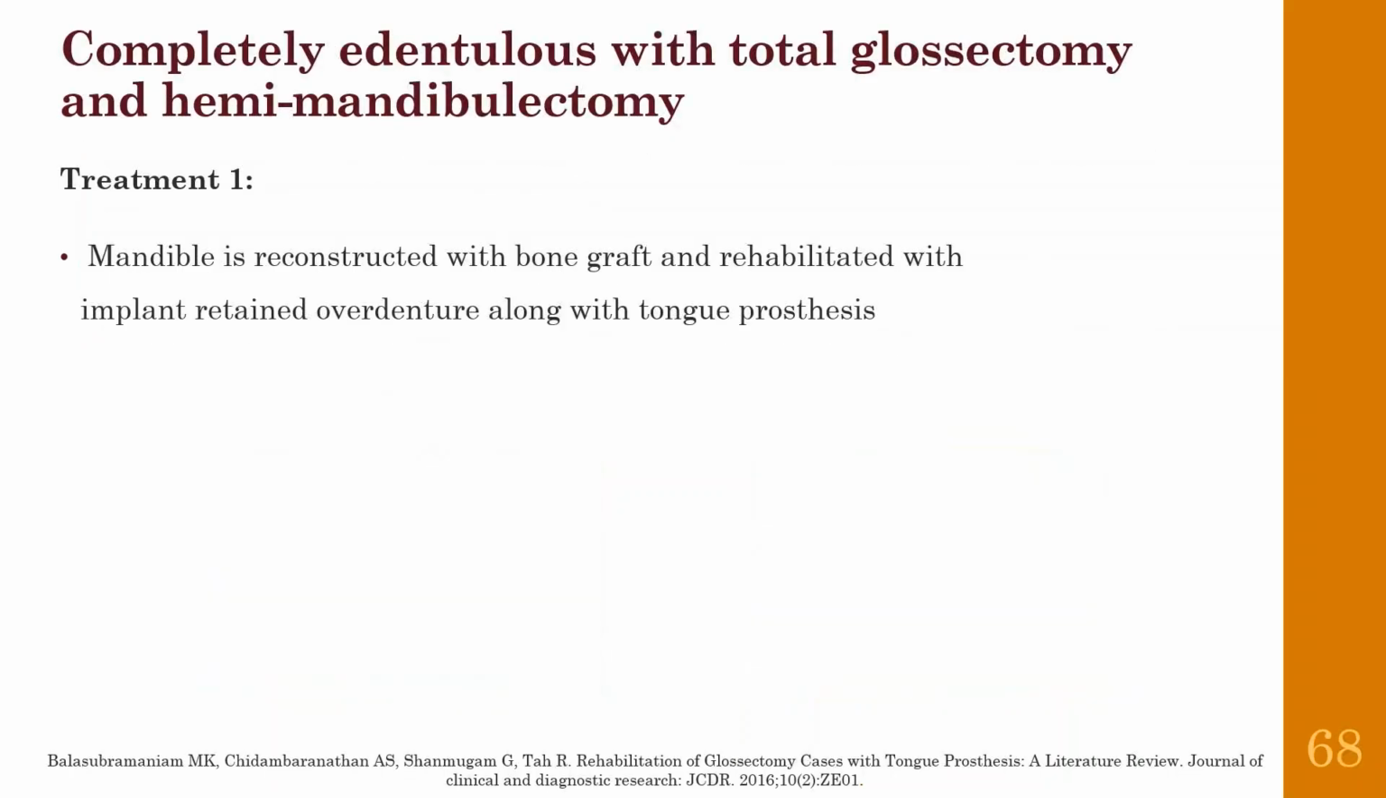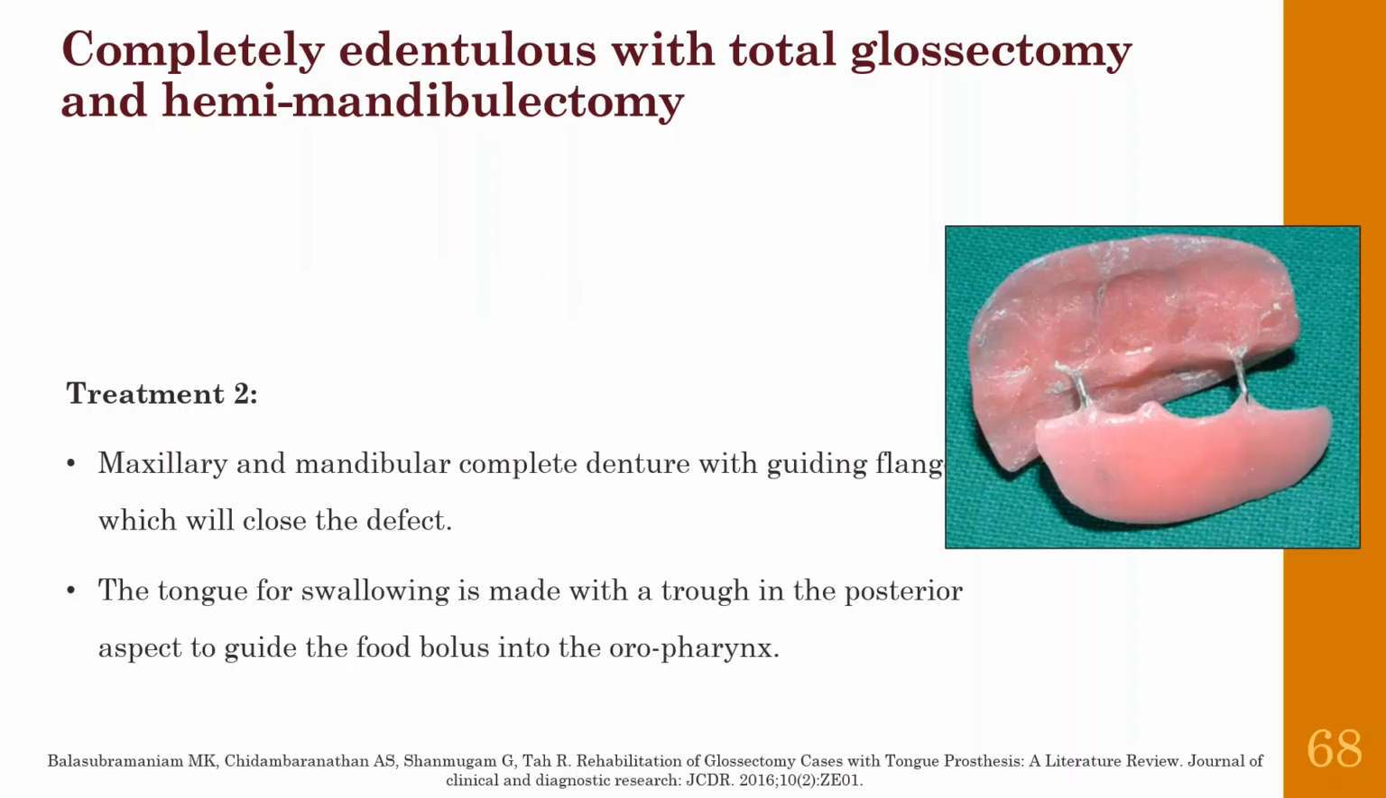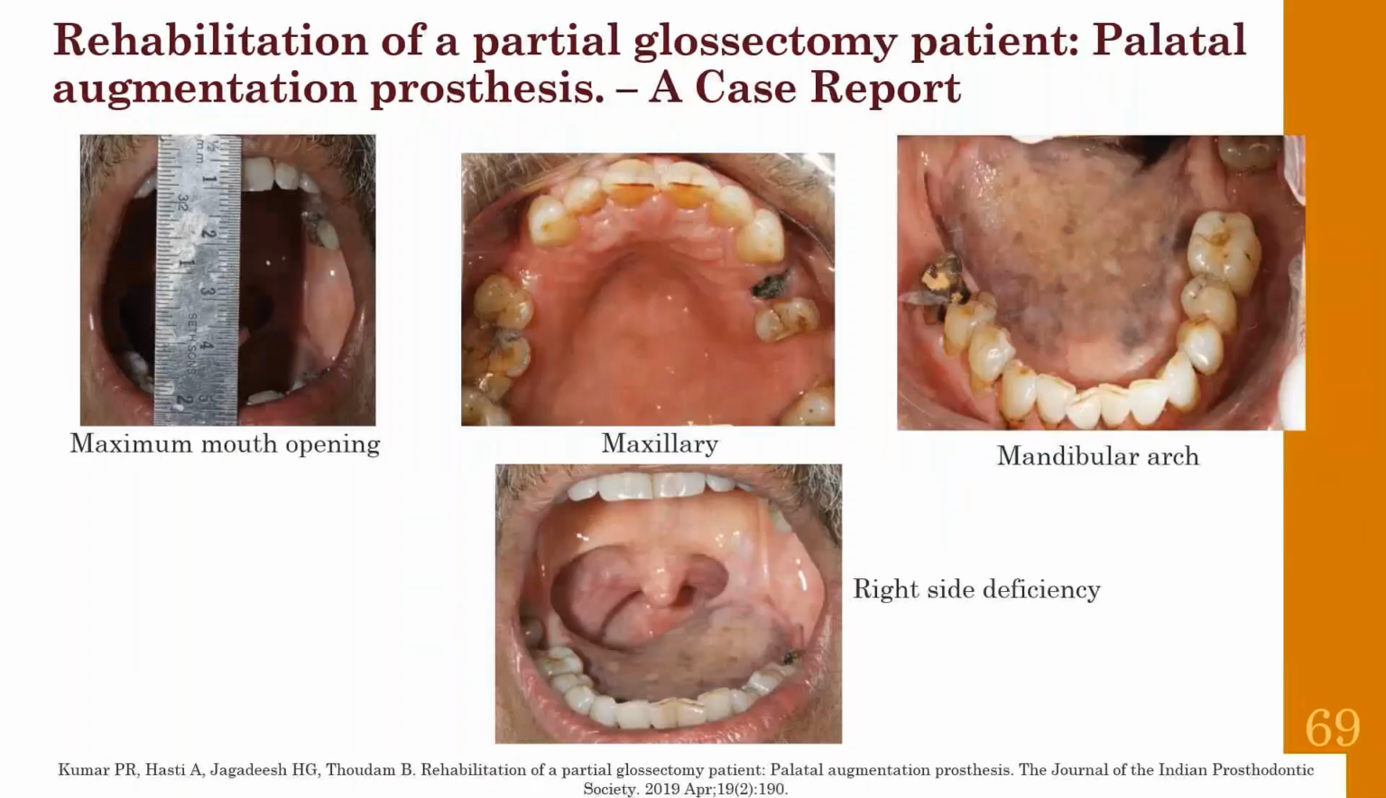Completely edentulous with total glossectomy and hemimandibulectomy. Treatment 1 is where the mandible is reconstructed with bone graft and rehabilitated with implant-retained mandibular overdenture along with tongue prosthesis. Treatment plan 2 is maxillary and mandibular complete denture with guiding flange, which will close the defect. The tongue for swallowing is made with a trough in the posterior aspect to guide the food bolus into the oropharynx. Rehabilitation of partial glossectomy patient, a palatal augmentation prosthesis, a case report.